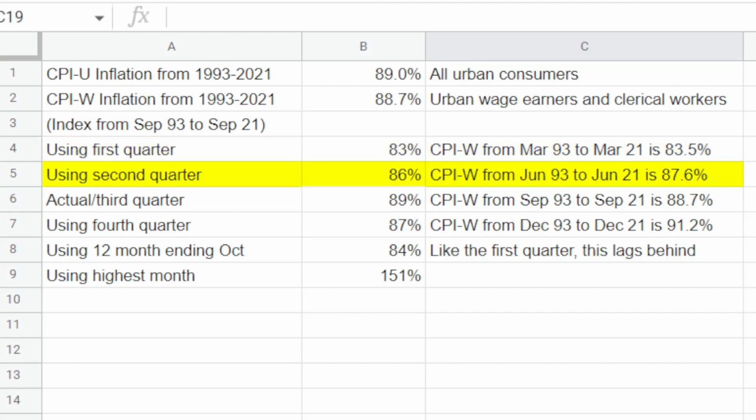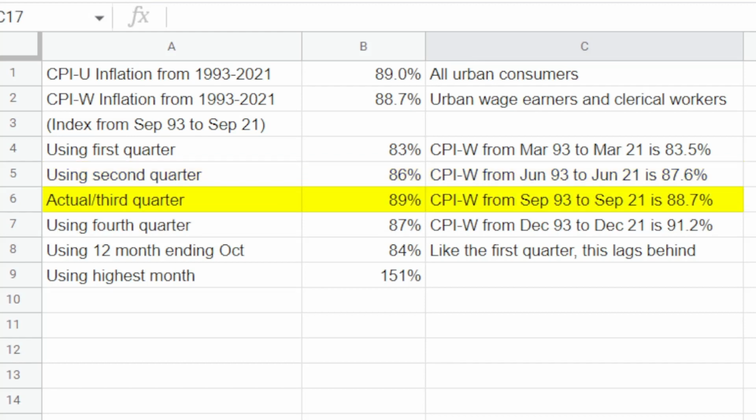Many people suggested using the second quarter because that seems to be the quarter when inflation is the worst. CPI is seasonally adjusted, which smooths out the index and makes this not true. I'm not saying this is right or wrong, but it does make COLA less volatile. From 93 to 2021, CPI-W increased 87.6%, and COLA would have only increased 86%.